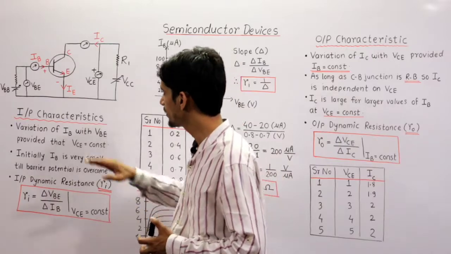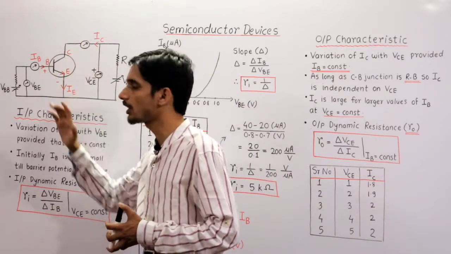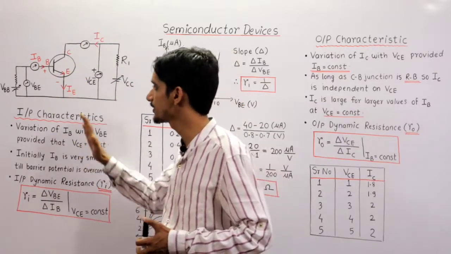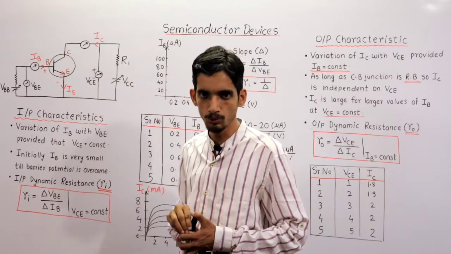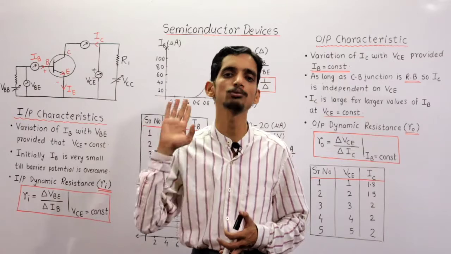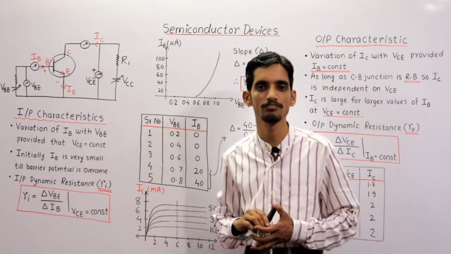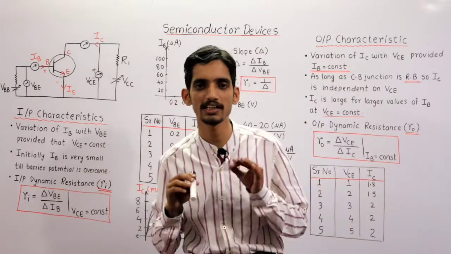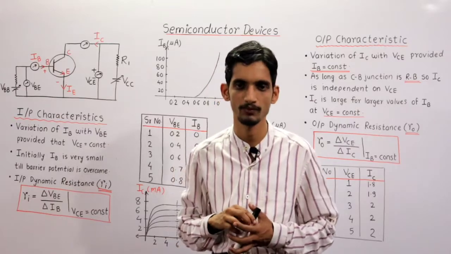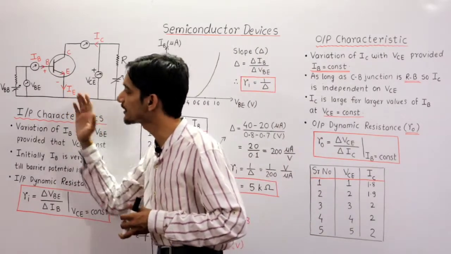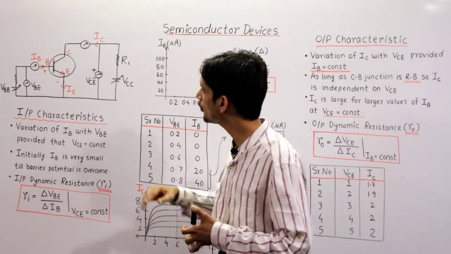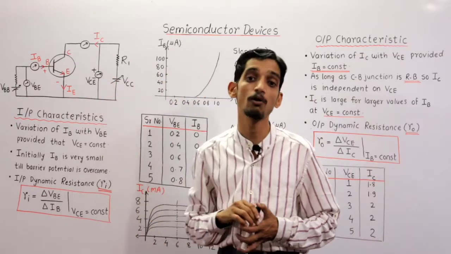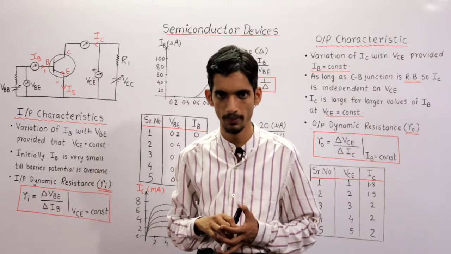Now if you divide this particular circuit into two halves, there is an input side and an output side. So basically two types of characteristics are present. First is the input characteristics, second is the output characteristics. Input characteristics relate input current and input voltage. Output characteristics relate output voltage and output current.